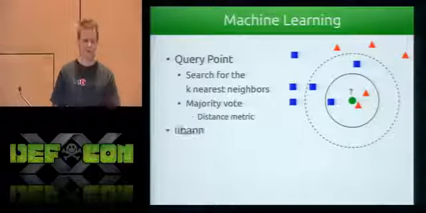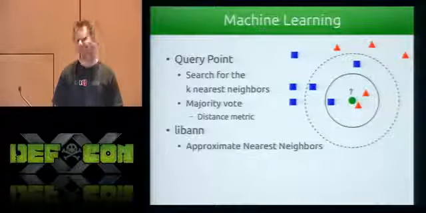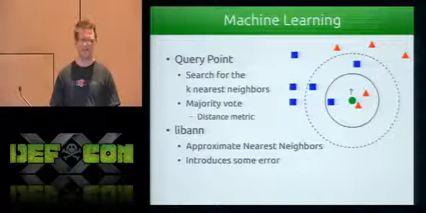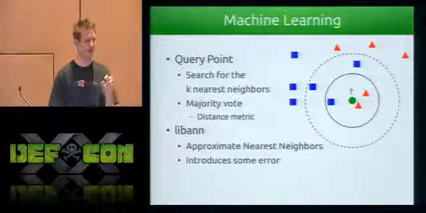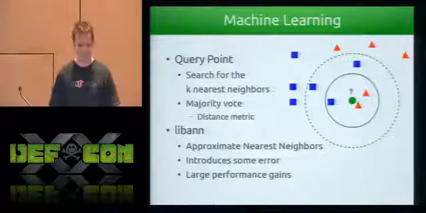We also use a distance metric, like I said. So we use libANN to do that, which is the approximate nearest neighbors library. It's approximate nearest neighbors because it's one of those things where you introduce a tiny bit of error in the search space, but you get huge performance gains.